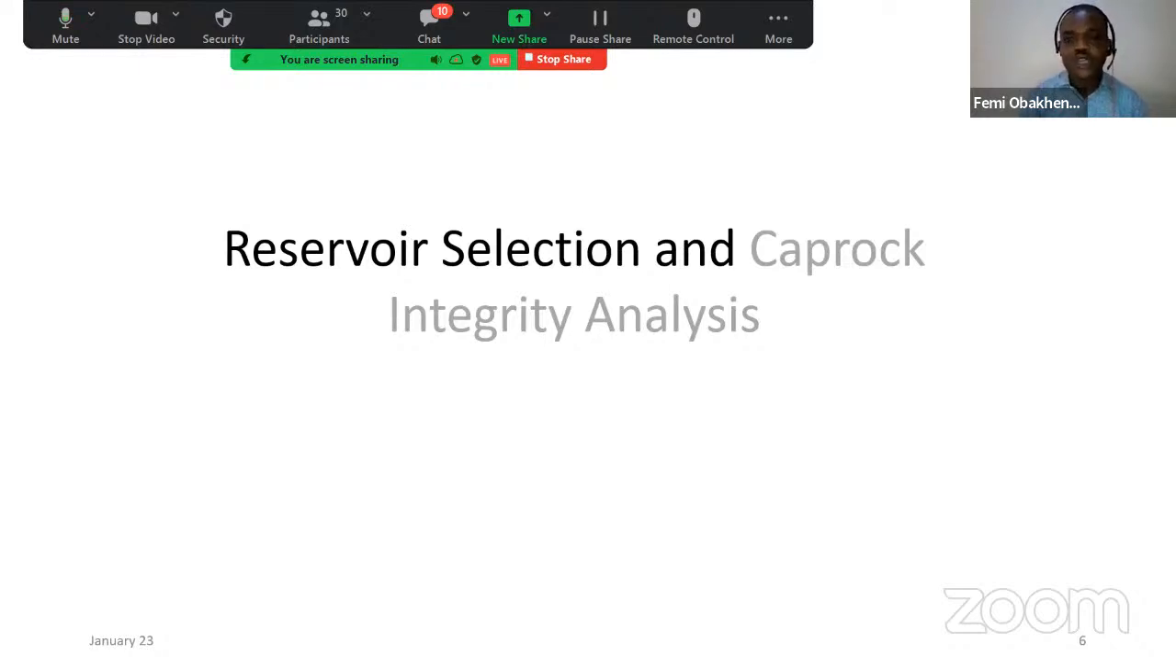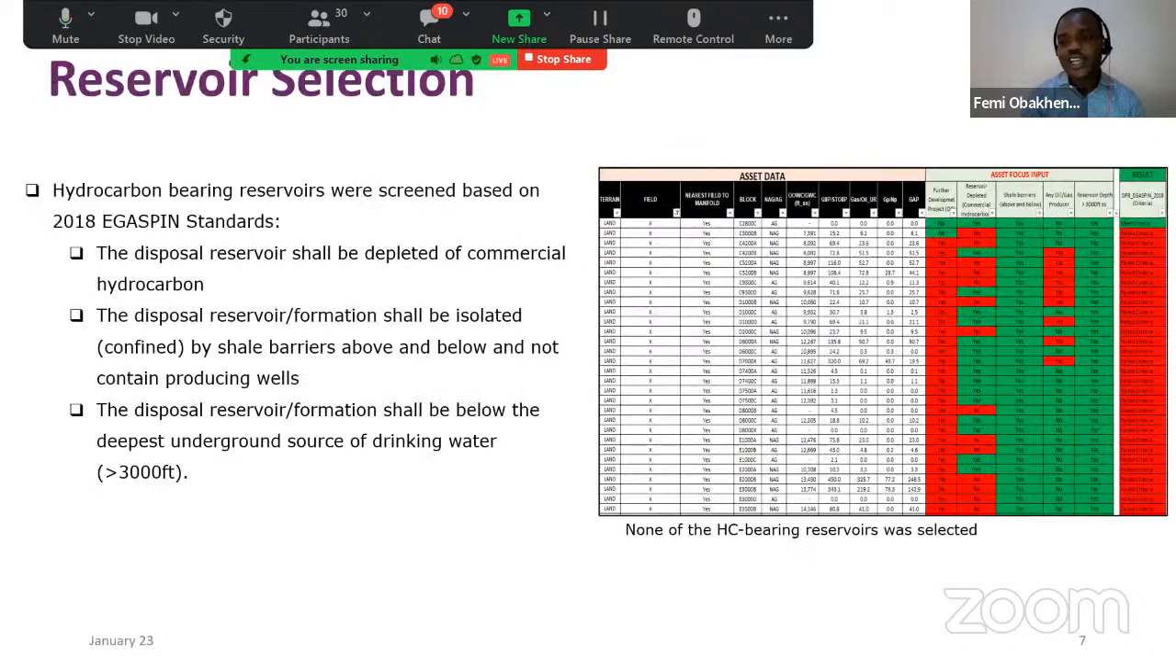The first thing we do, if you want to design a robust produced water disposal, is to select an appropriate reservoir. In that same 2018 EGASPIN standard, DPR rolled out 3 criteria that must be met before a reservoir can qualify as a sink to dispose your produced water. One of them is that the reservoir must be depleted of commercial hydrocarbon. That means if you are producing from the reservoir, you have to demonstrate that that reservoir no longer contains commercial hydrocarbon.